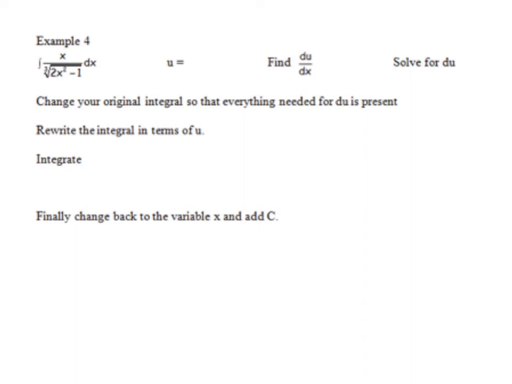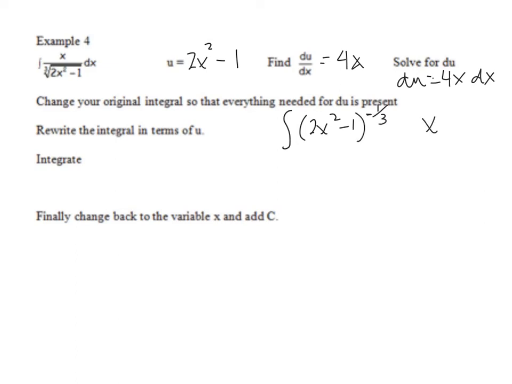So here's another example. We have this cube root in the denominator. So since that's the cube root, that's my u. So I've got 2x squared minus 1. And then when you take the derivative of that, you get 4x, and solving for du would be 4x dx. Change the original, so I'm going to go ahead and write the denominator, 2x squared minus 1 to the negative 1/3, and then I have x dx.